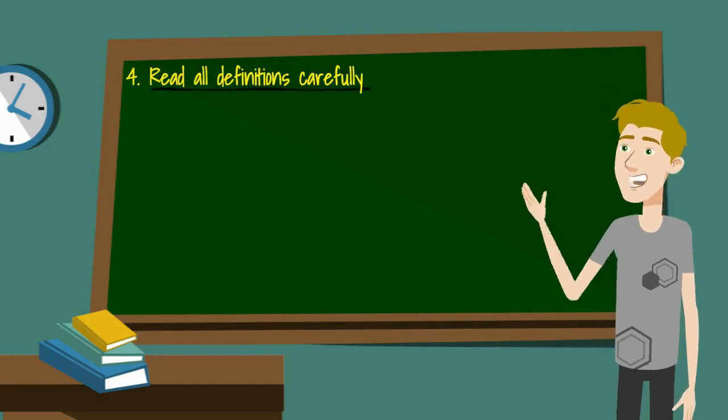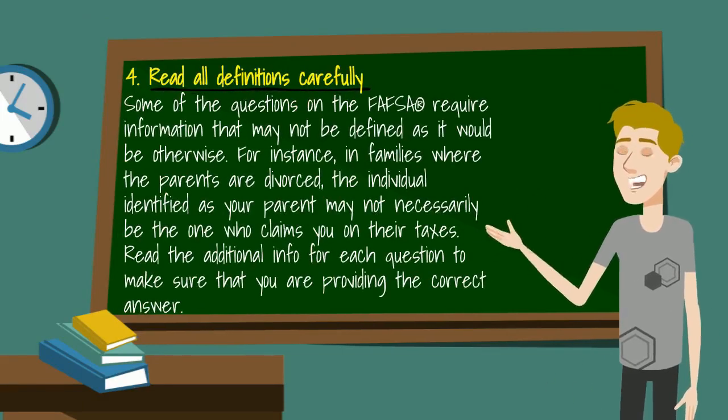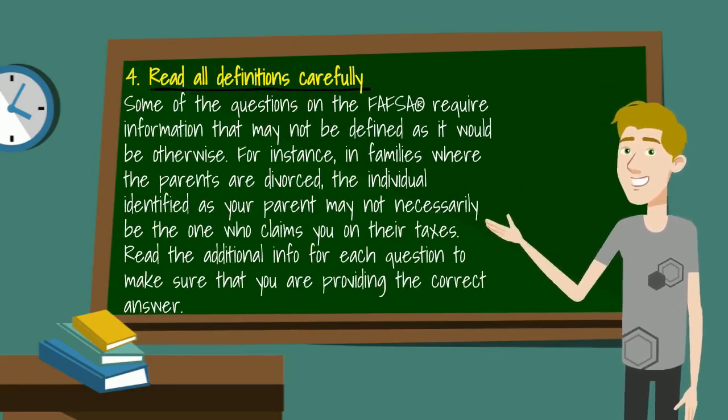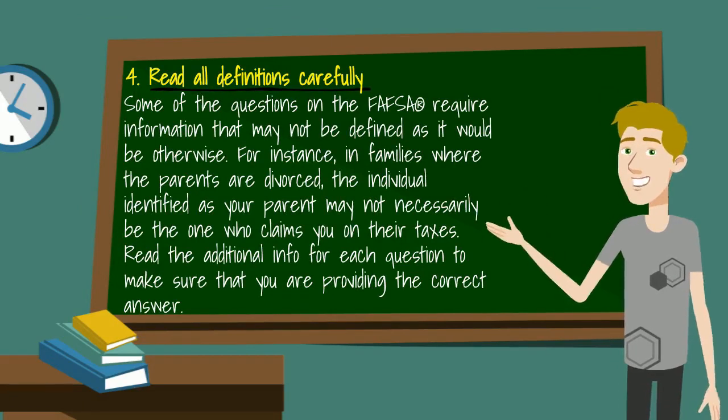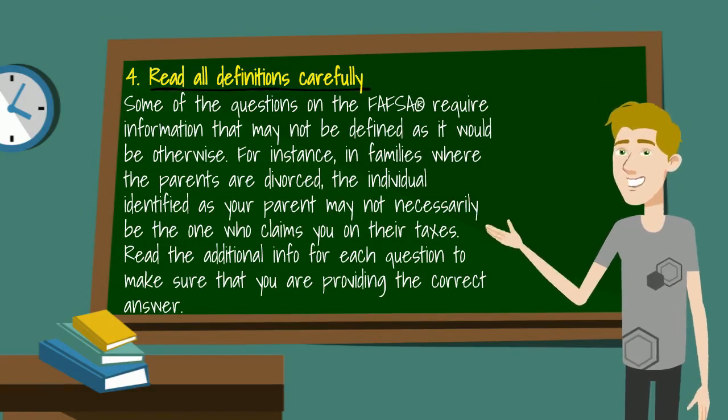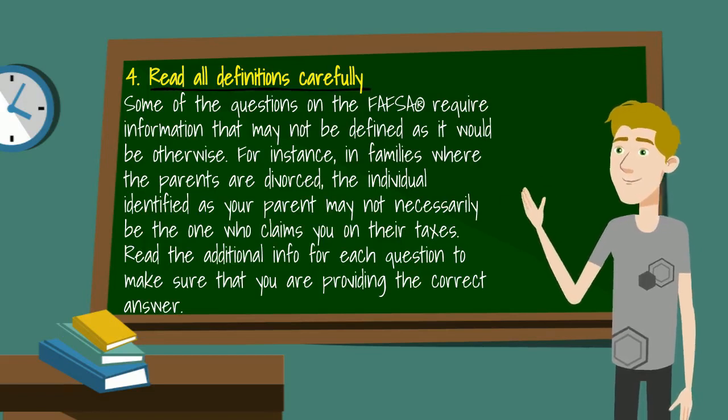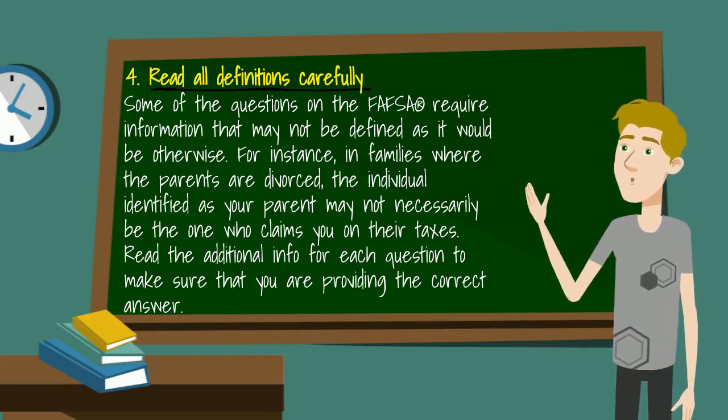Number 4. Read all definitions carefully. Some of the questions on the FAFSA require information that may not be defined as it would be otherwise. For instance, in families where the parents are divorced, the individual identified as your parent may not necessarily be the one who claims you on their taxes. Read the additional info for each question to make sure that you are providing the correct answer.